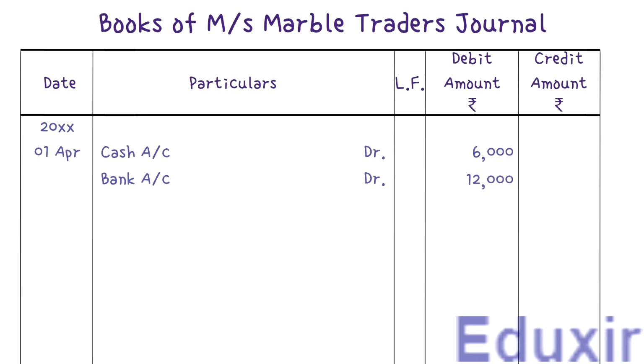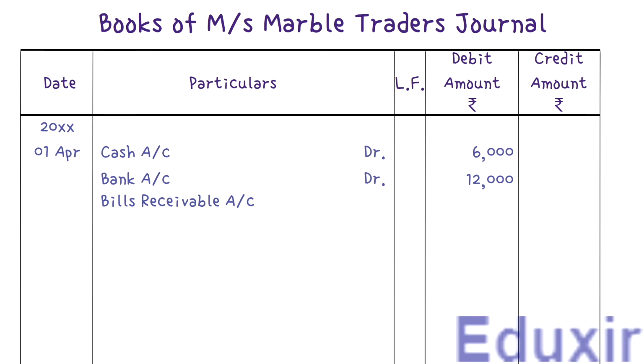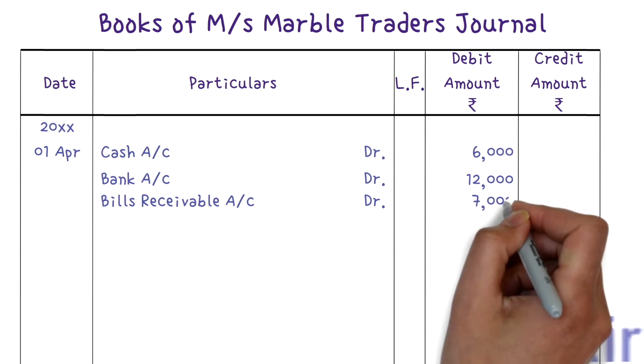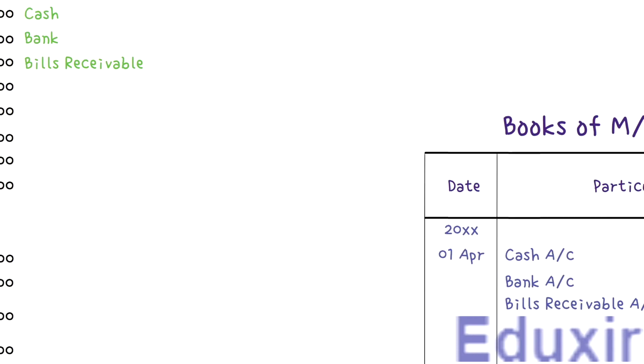Let us first record the bills receivable account as the debit entry. Let us also write the text DR to indicate that this is a debit entry. Let us then record 7,000 rupees in the debit amount column. With that, we have completed the journalizing of the bills receivable balance brought down. Let us now take up the next balance.